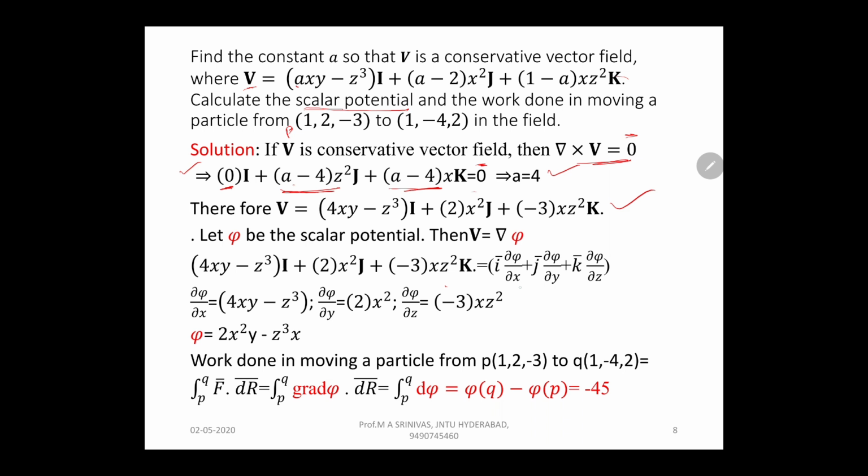So this is the given vector, and this is grad phi. Compare the coefficients. Dou phi by dou x is this. Dou phi by dou y is 2x square. Dou phi by dou z is minus 3xz square. This is the first equation, this is second, and this is third. What does the first imply? What is your phi? Phi will be, I need to integrate with respect to y. Integrate x square by 2 in 4, 2 goes 2 times. So this will be 2x square y minus z cube x plus some function of y and z.